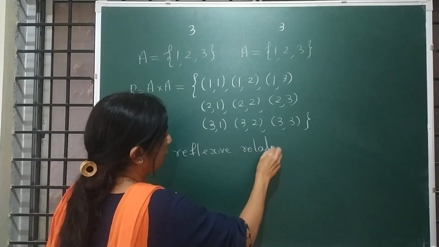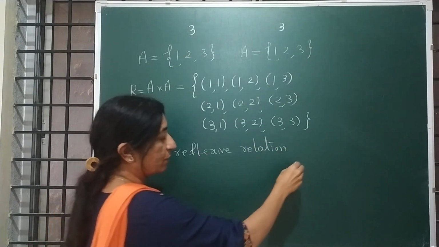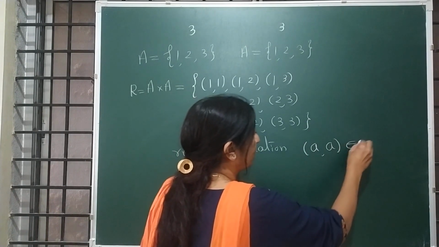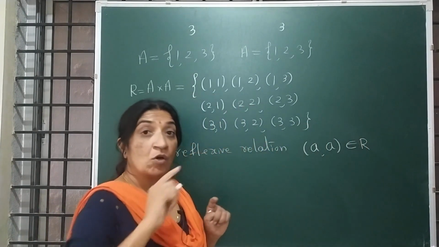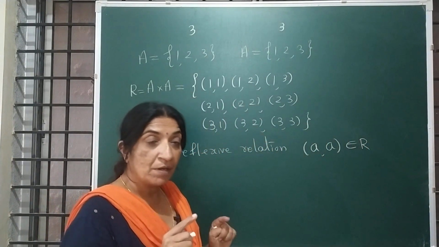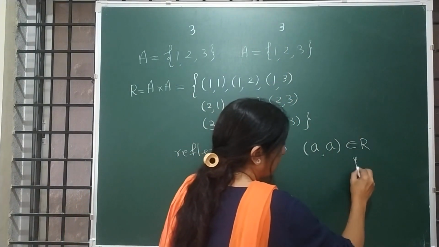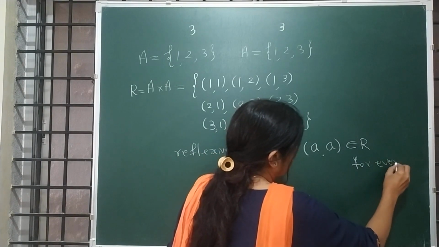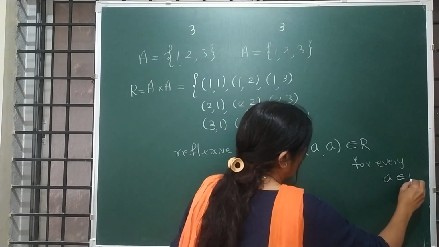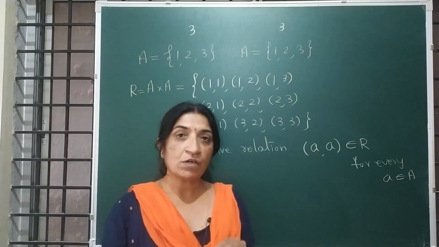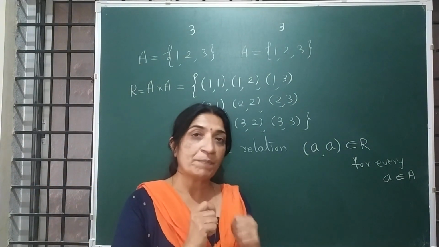Reflexive relation. Correct. Reflexive relation means what? The numbers in the ordered pair will be the same, and this number is from the set. For every a belongs to A. It is from the set A. So it's clear. Reflexive means what? Same number ordered pair should be present.